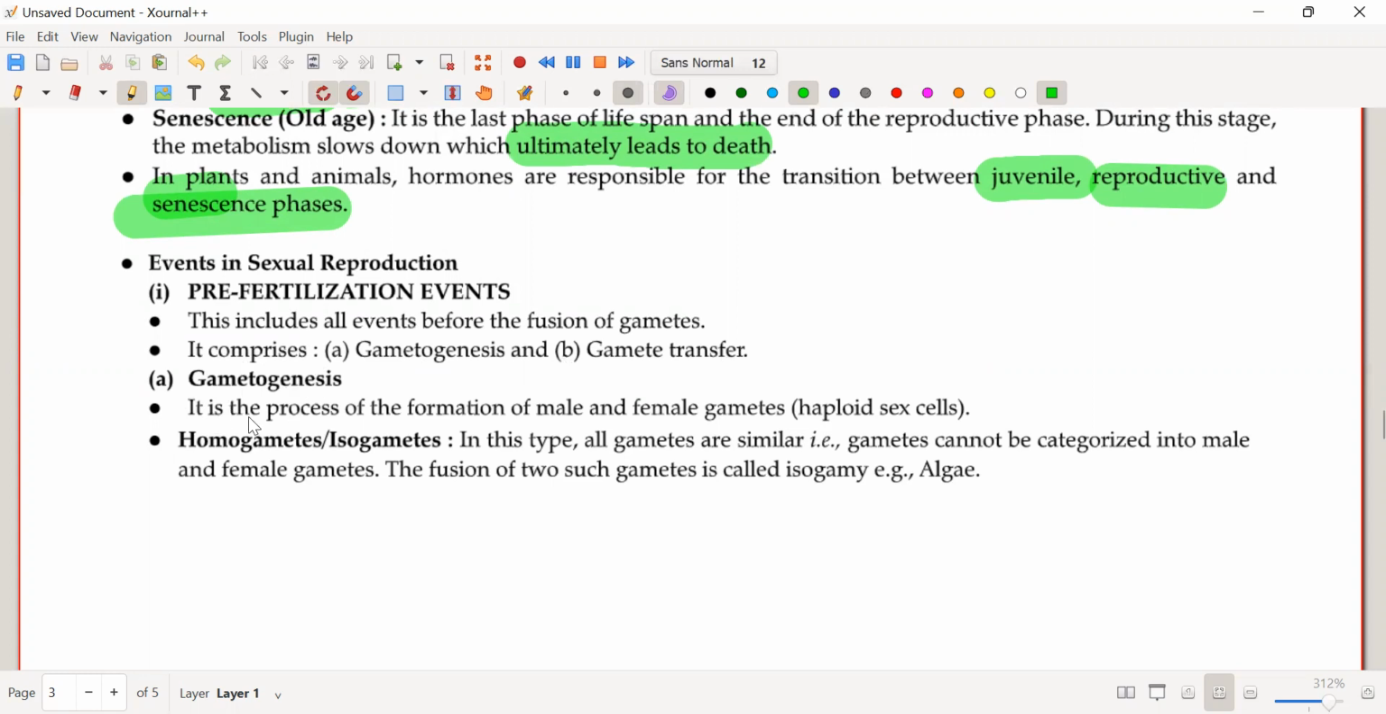Next, gametogenesis. It is the process of formation of male and female gametes, haploid cells. Then homogametes or isogametes. In this type, all gametes are similar. Gametes cannot be categorized into male and female gametes. The fusion of two such gametes is called isogamy. Example, algae.